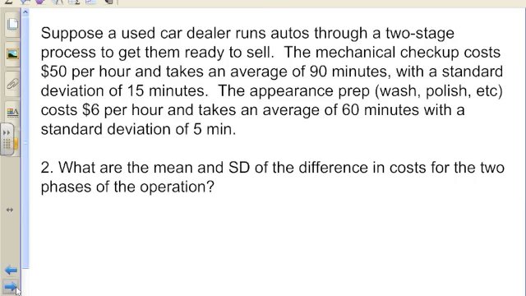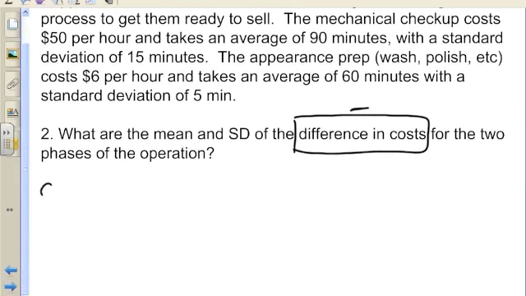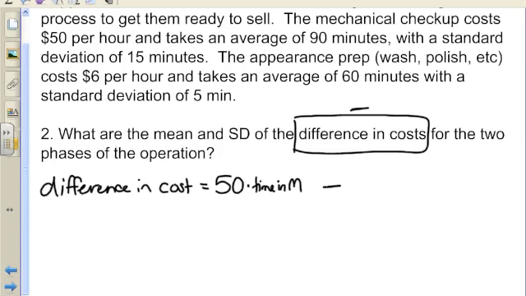The question asks, what are the mean and standard deviation of the difference in cost? Ooh, difference in cost. That's a subtraction problem for the 2 phases of the operation. So if I'm thinking of difference in cost, well, that's a subtraction problem. I know that the mechanical takes $50 per hour times the amount of time in mechanical, and it's $6 per hour for appearance. And again, if I want the difference, I'm just subtracting.